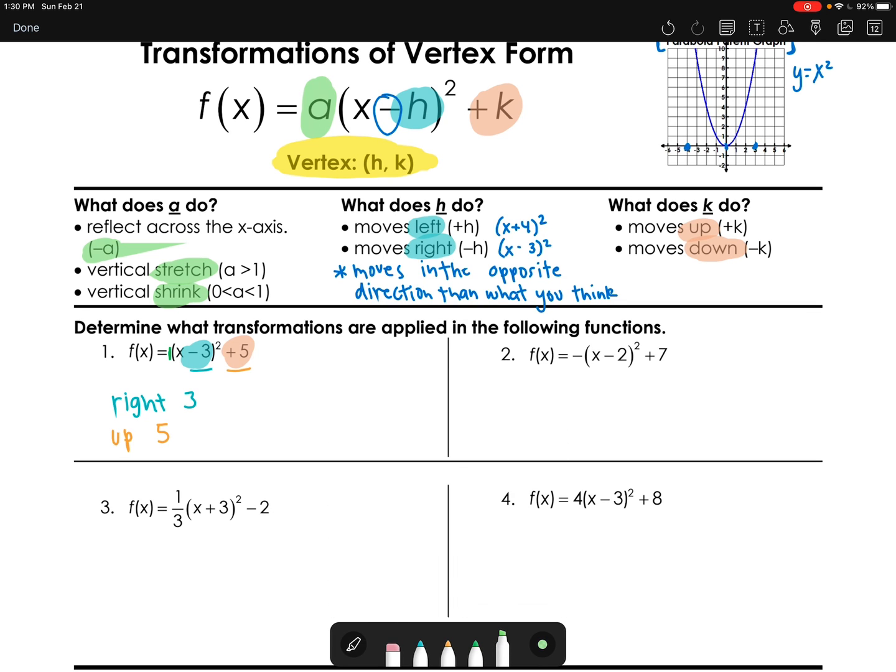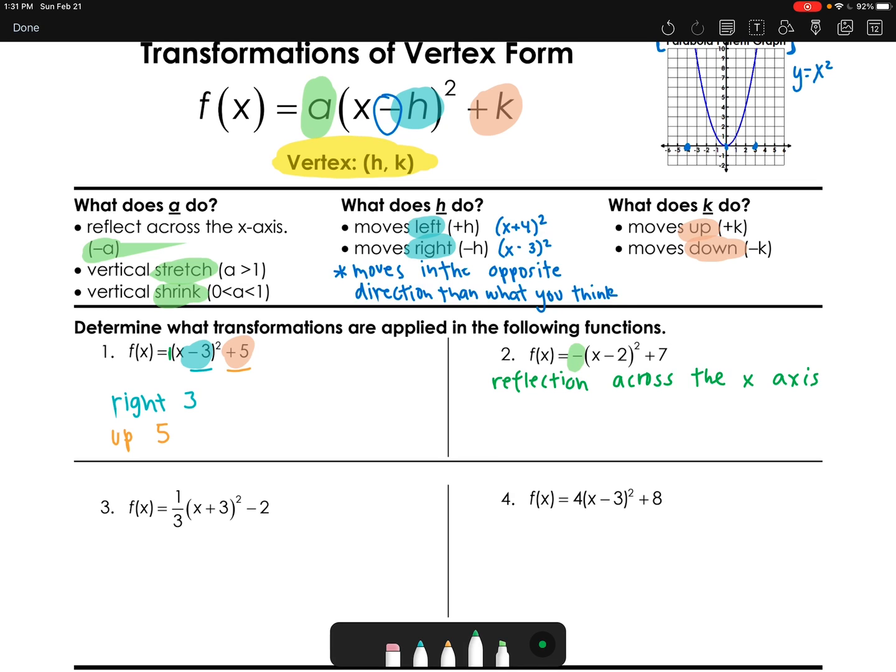Okay, the next transformation. So I do see something going out front here. I see a negative sign, and so that tells me that we have a reflection across the x-axis.